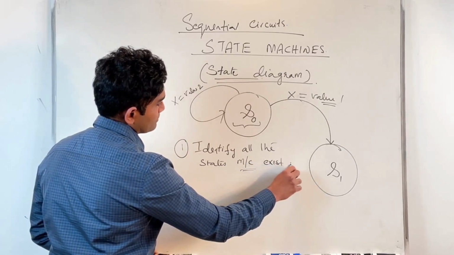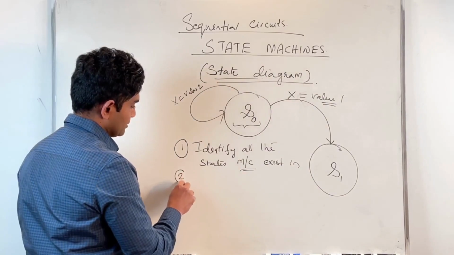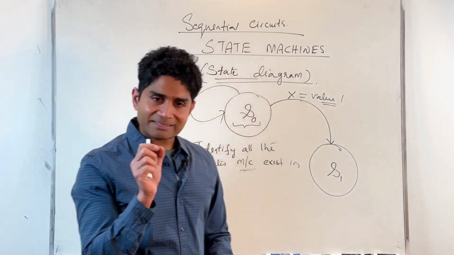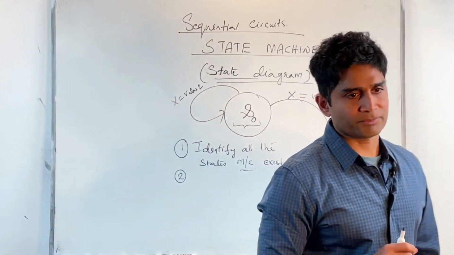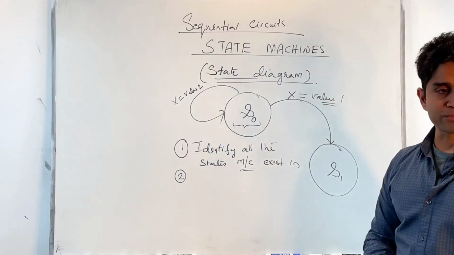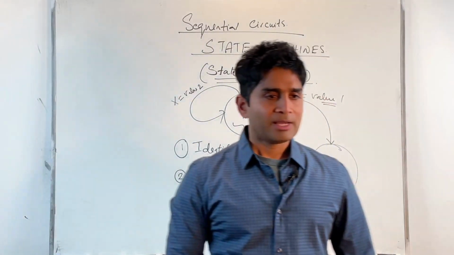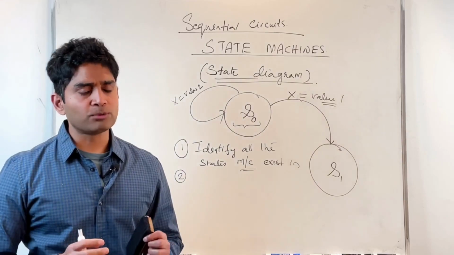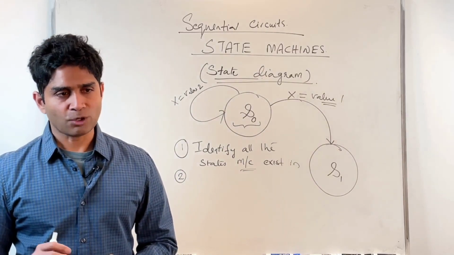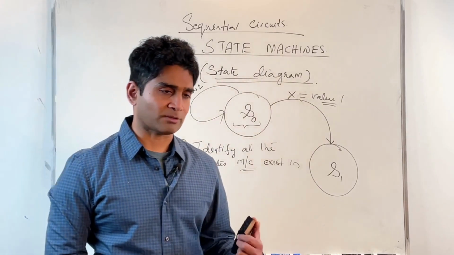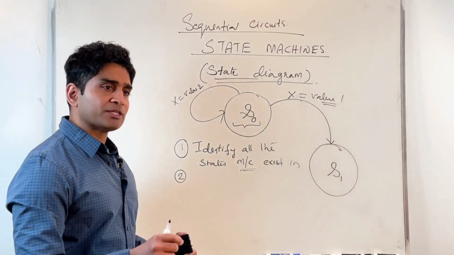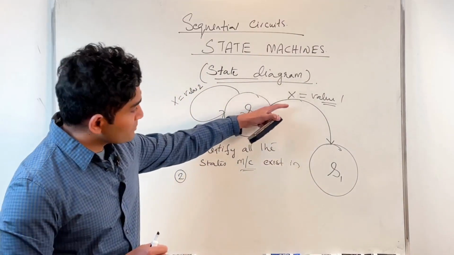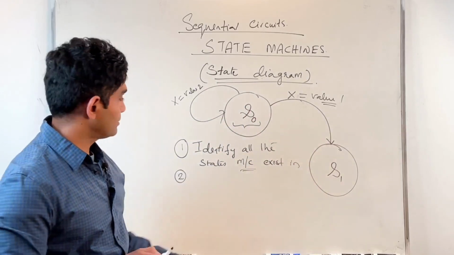Exist in. And then I would go to each state individually. For example, I start with the 0 state. And I would look at all possible combinations of the inputs. And for each combination of the input, I would draw the state transition.